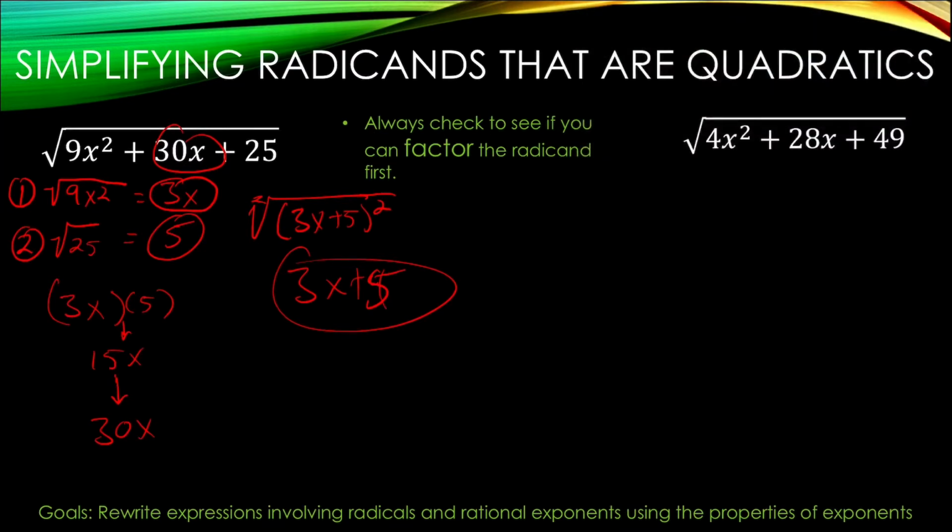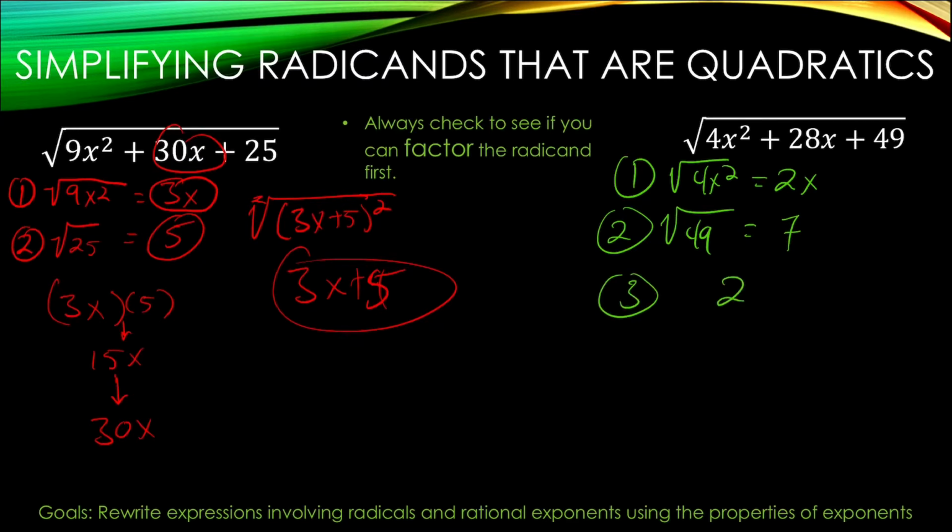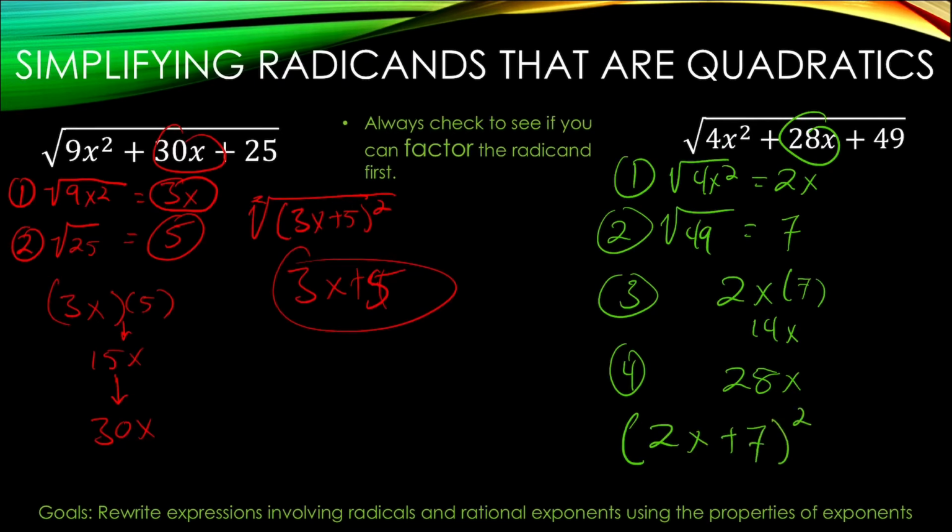Okay, let's look at this next one. Step 1, square root of 4x squared. We get 2x. Square root of 49, we get 7. Third step, we're going to take 2x times 7, which is 14x. Step 4, we double it, 28x. It equals that middle term. It factors to be 2x plus 7 squared. We're taking the square root of that, which means this equals 2x plus 7. The square and the square root cancel out.